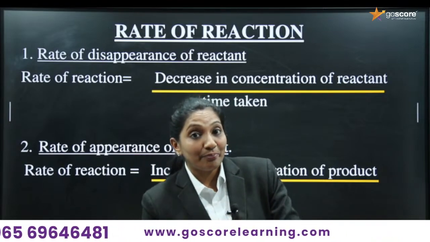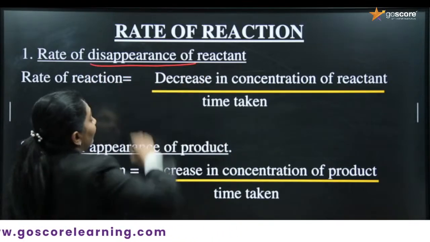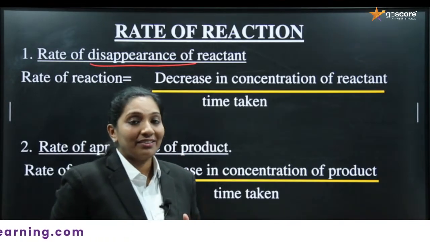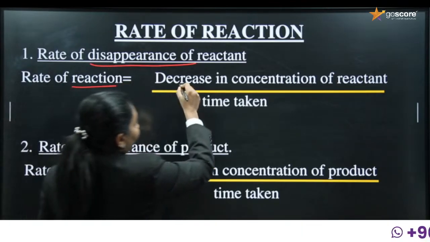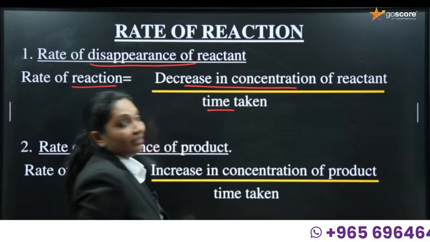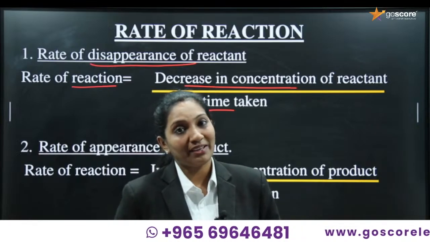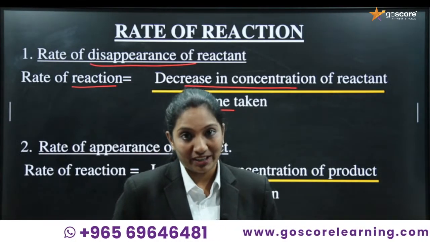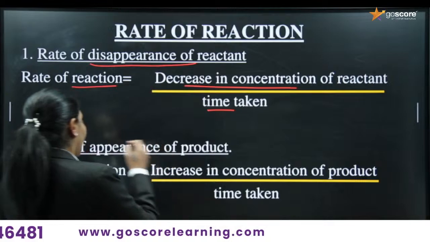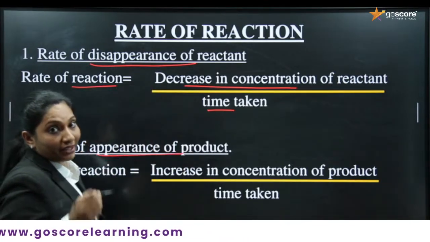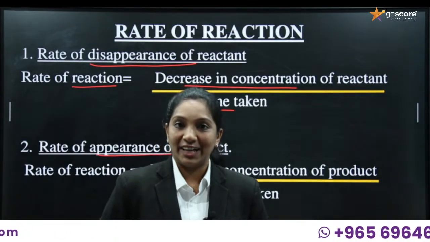That means disappearance of reactant. So if you express the reaction in terms of reactant, we will mention it as decrease or disappearance of reactant. So we can express the rate of reaction as decrease in the concentration of reactant by time taken. At the same time, if you are expressing it in terms of product, what would it be? There is an appearance of product or increase in the concentration of product, right? So we can say the rate of reaction in terms of product or appearance of product as increase in the concentration of product by time taken.